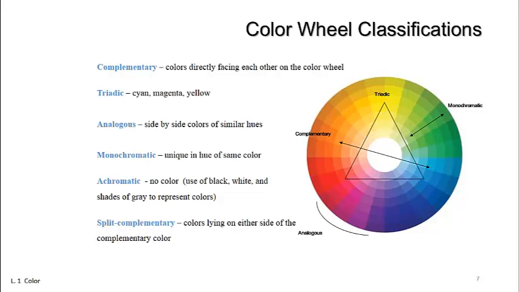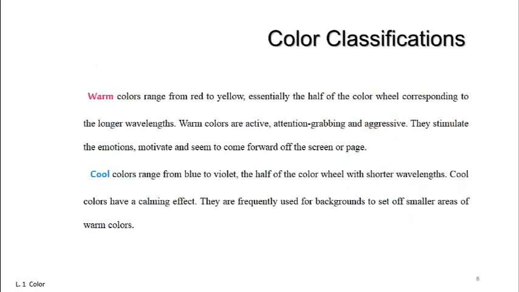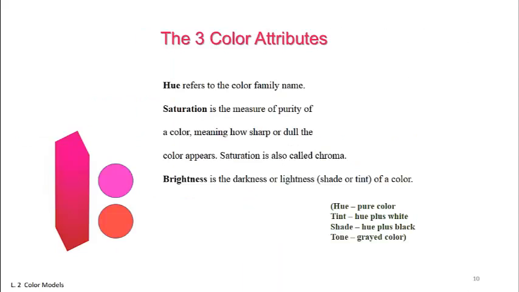Color characteristics. Complementary colors are directly facing each other on the color wheel. Value is the lightness or darkness of a color. Saturation is the purity of a color. Achromatic is no color or use of black, white, and shades of gray to represent colors. Split complementary colors lie on either side of a complementary color.